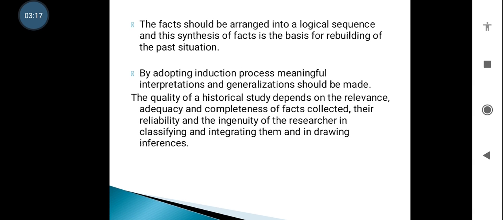So what kind of problem will be chosen, what kind of method will be adopted, and how the data will be arranged, all those things are involved in the steps of the historical method, and these steps are very important to conduct a historical study.